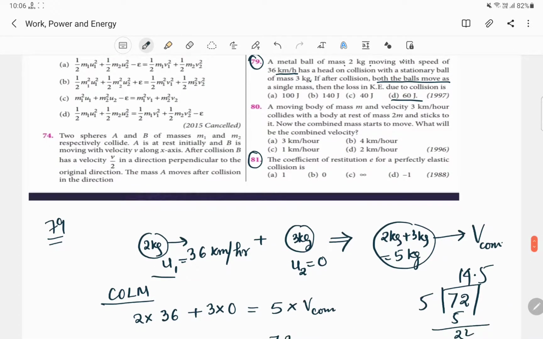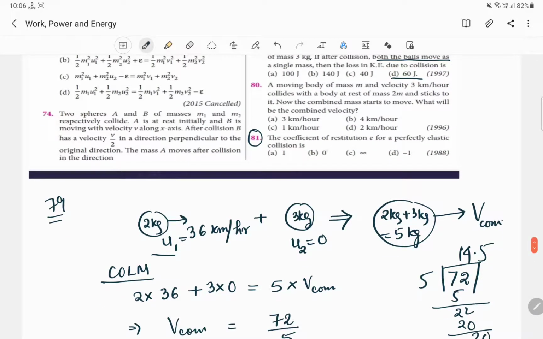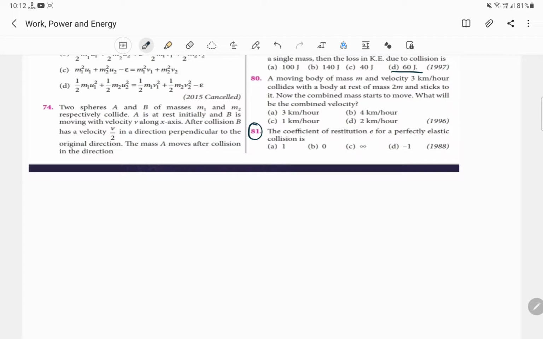Question number 81. The coefficient of restitution E for perfectly elastic collision. We do know that coefficient of restitution E is nothing but the relative velocity of separation divided by relative velocity of approach. Relative velocity of separation means the relative velocity after collision. Coefficient of restitution is the relative velocity of the separation divided by relative velocity of approach.